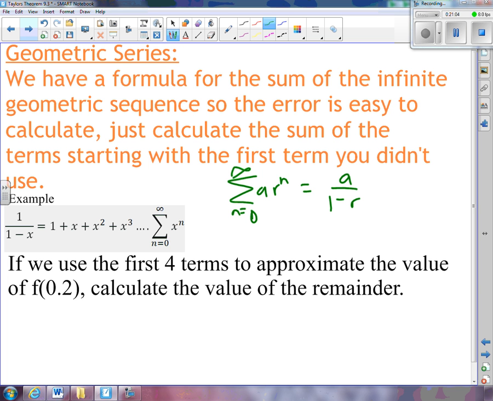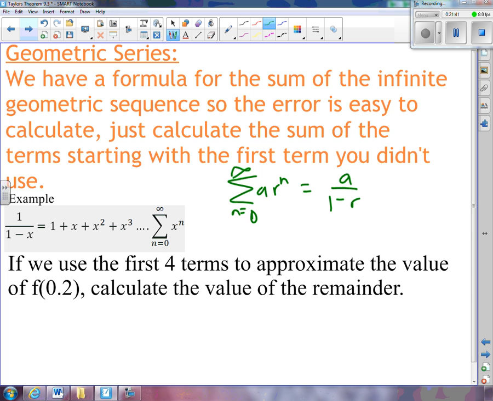So if we use the first 5 terms, then we can just find the sum of the 6th term on, and that would be our error. You just use your A as the 6th term. R is still the same. So here's a little example. If I have 1 over 1 minus x, what's my first term? 1. And what am I multiplying by each time? x. So here my R is x. It's just the sum of x to the n, starting at 0 to infinity.